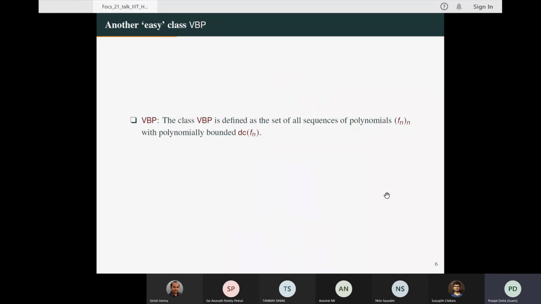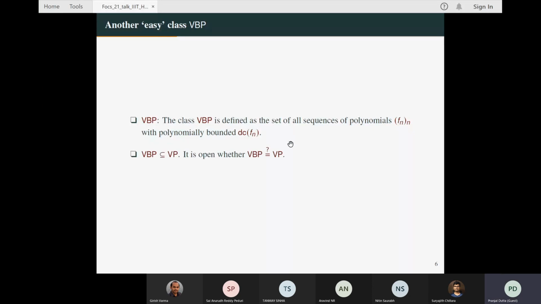BP is for branching program. In Boolean complexity also there is this notion of branching program, but this is algebraic branching program or VBP. This is essentially the set of polynomials whose determinant complexity is bounded. So when this was VP, it was size. When this is VBP, it is determinant complexity.